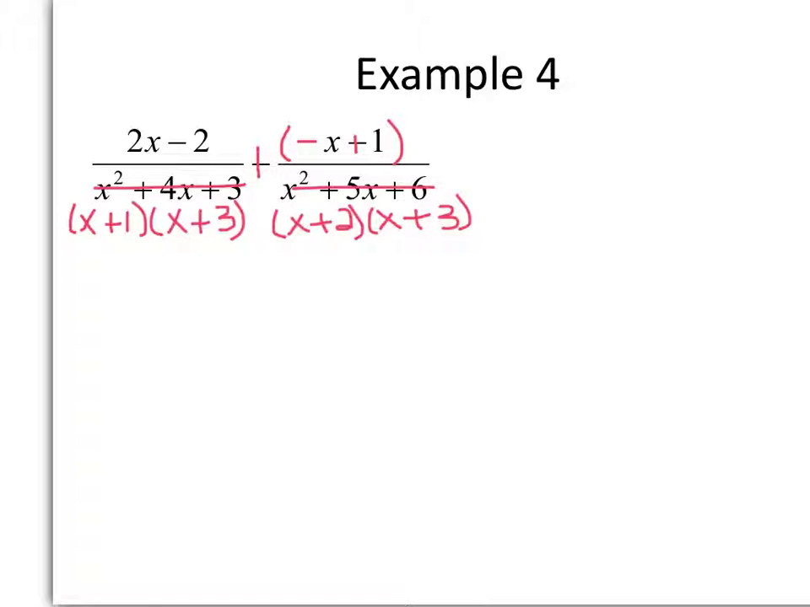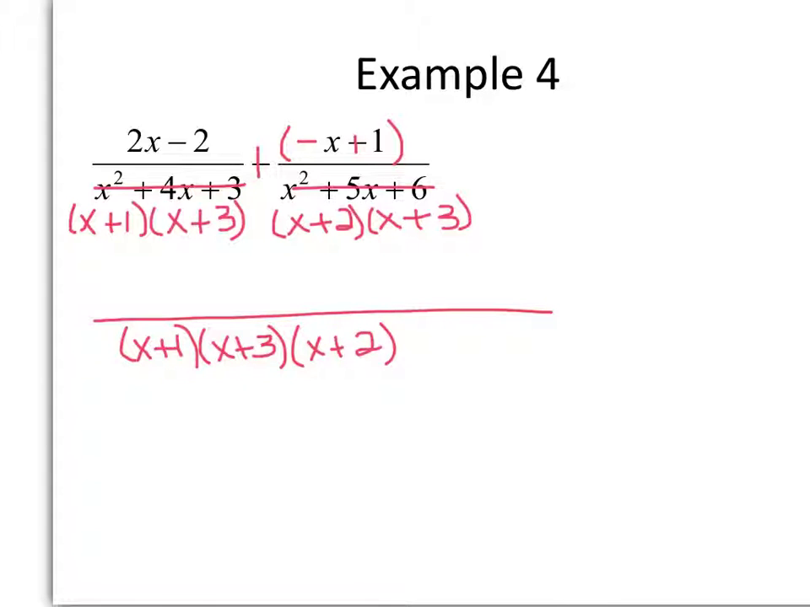Alright, common denominator. Step 1 is to write down every single thing the first denominator has. The first denominator has an x plus 1 and an x plus 3. Now look at the second denominator. What does the second denominator have that we already wrote down? He has an x plus 3, so we don't need to write that down again. What does he have that we have not written down? X plus 2. So does that make sense to you? If they share it, we just write it down once. If they don't share it, then we have to write down whatever is left.